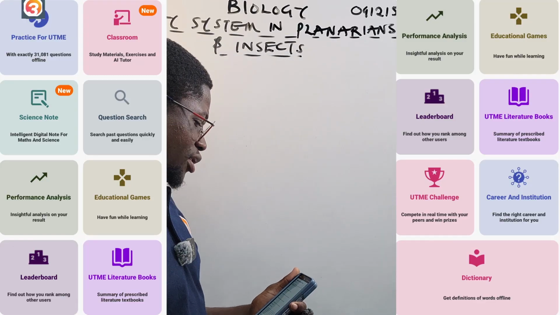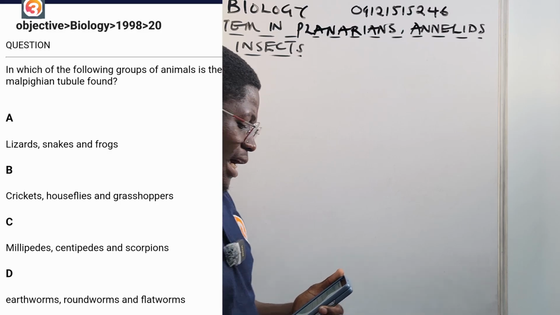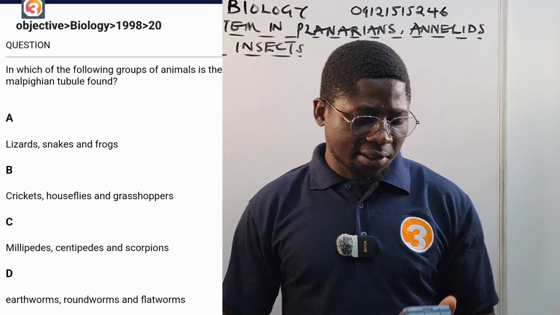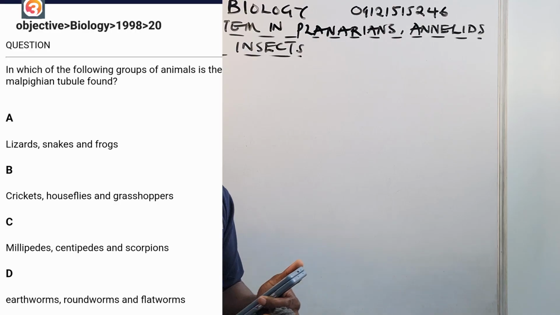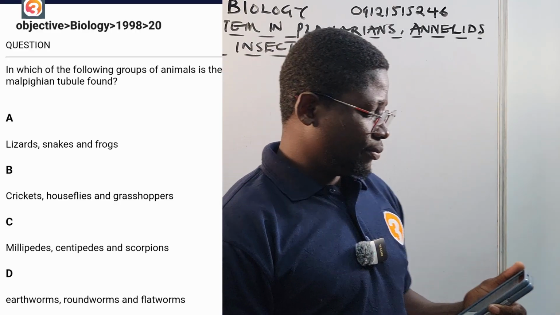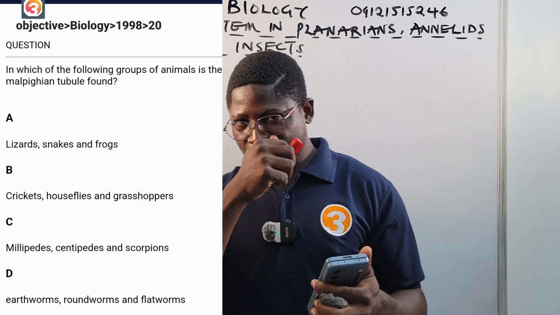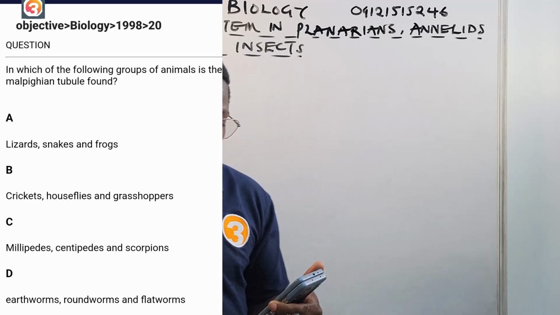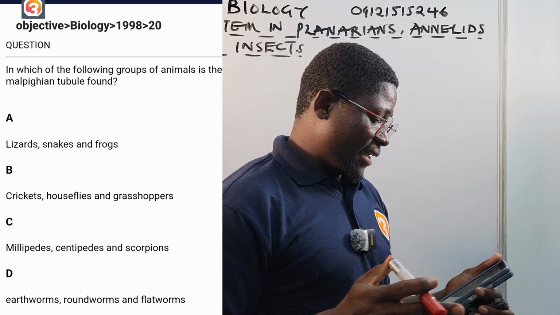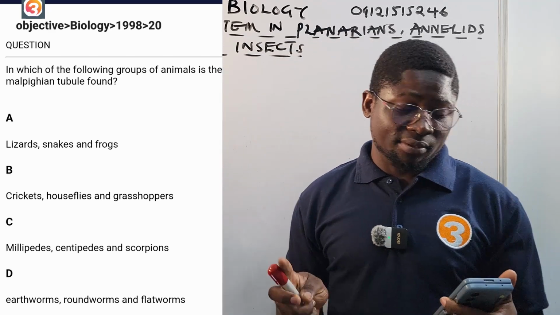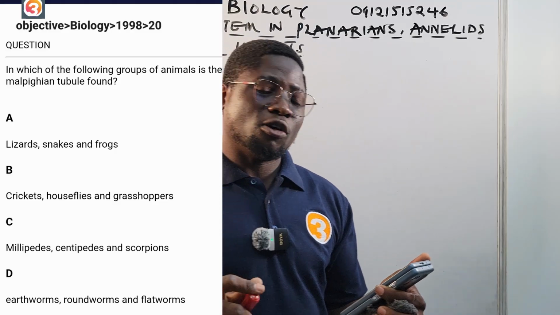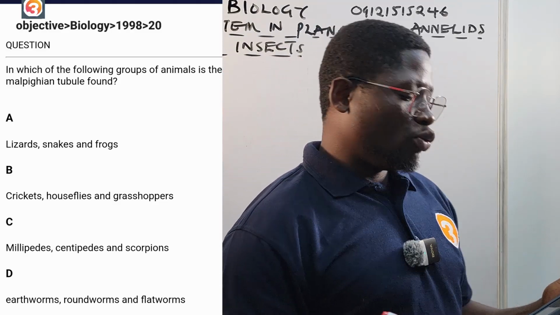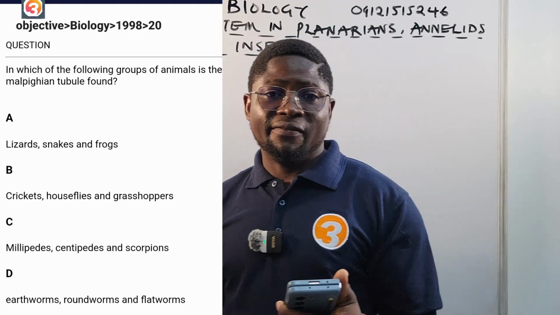Okay, so let us look at a past question from the app. This is a 1998 question number 20. It says, in which of the following groups of animals is the Malpighian tubule found? A says in lizards, snakes, and frogs. B says in crickets, houseflies, and grasshoppers. C says in millipedes, centipedes, and scorpions. D says earthworms, roundworms, and flatworms.